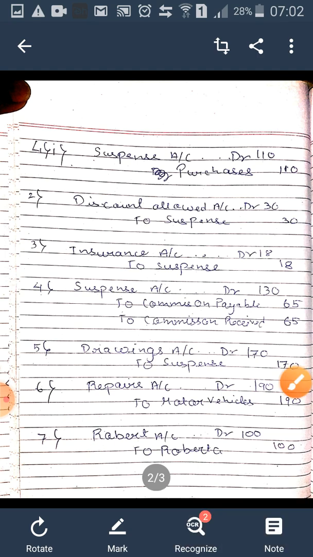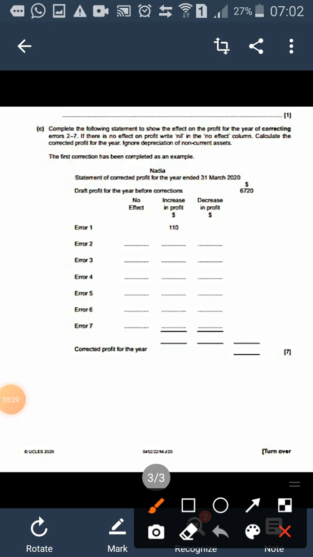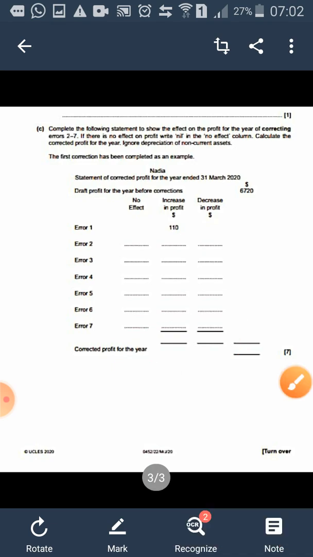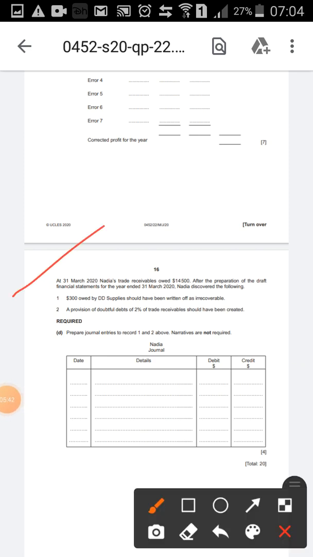Yes. So then you will calculate the entire thing, add and subtract, and then you will get to the final amount. And the next one also relates to our syllabus.